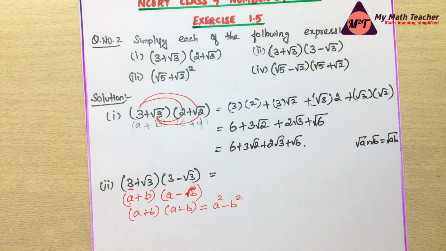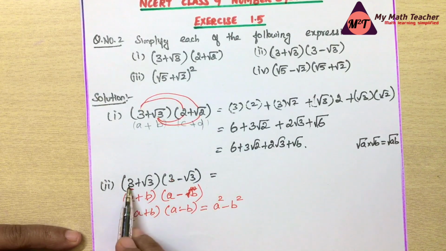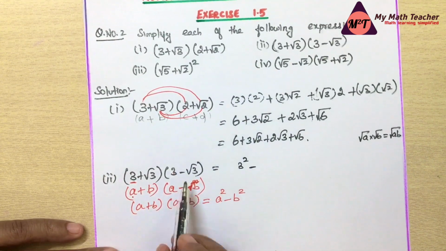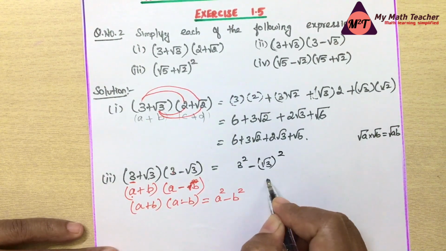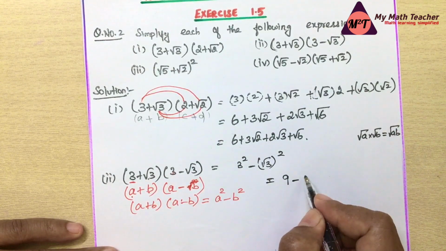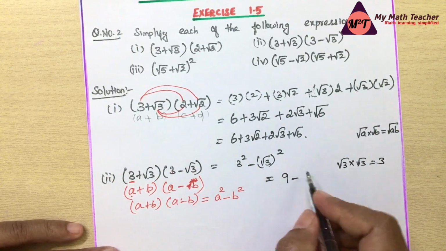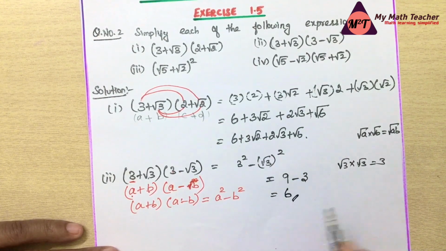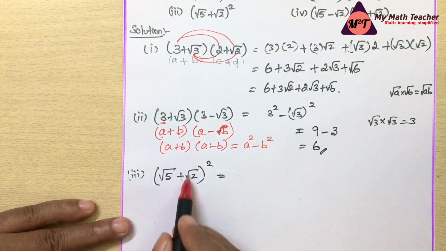Now shall we apply this identity to solve the problem? A is 3, so 3² minus, what is B here? B is √3, so (√3)². This is equal to 3² is 9, minus √3 into √3 is 3. So 9 minus 3 becomes 6. This is the answer.